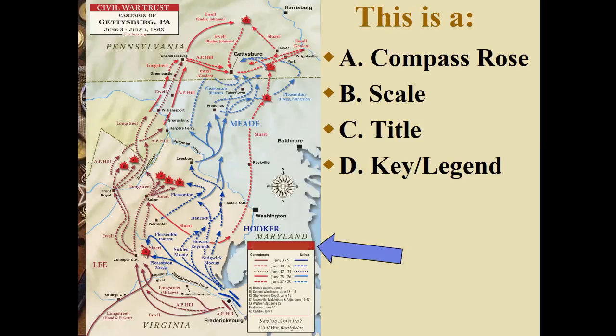So, is this a compass rose, a scale, a title, or a key or legend? And this is a key. Now, throughout this PowerPoint, I have lots of different types of maps, to show that maps are not restricted to one thing. This map is titled The Campaign of Gettysburg, Pennsylvania, June 3rd through July 1st, 1863. That is the entire title.